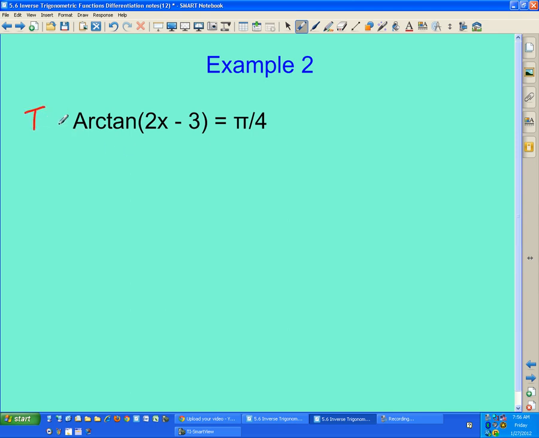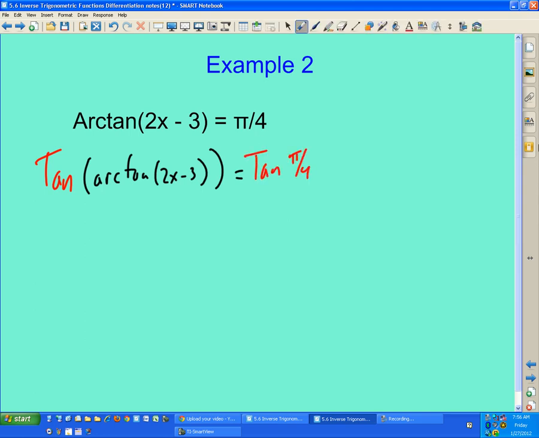And I probably should rewrite this. So if I do tangent on both sides, I'd say tangent of the arctangent of 2x minus 3 will equal the tangent of pi/4. Well, we should all know what tangent of pi/4 is. That's 1. And so this tangent will remove the arctangent, so we really have 2x minus 3.